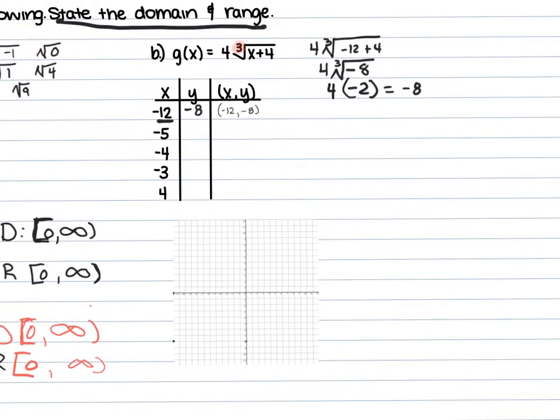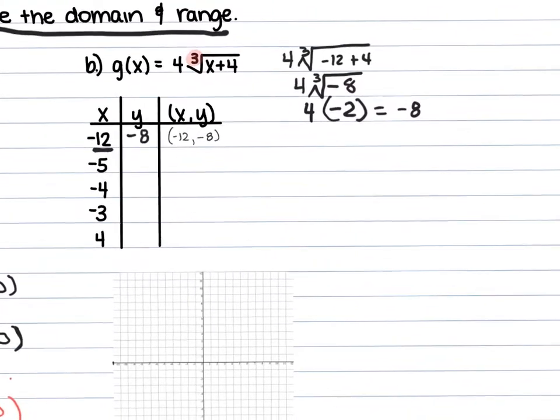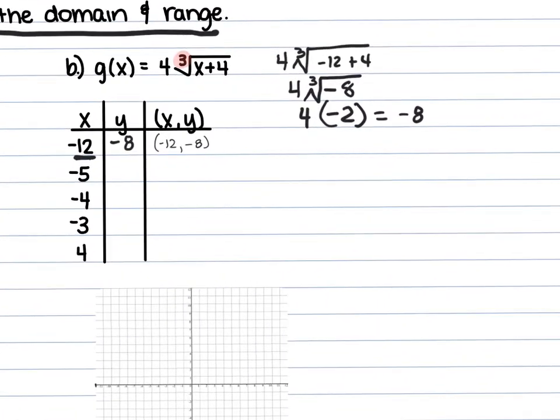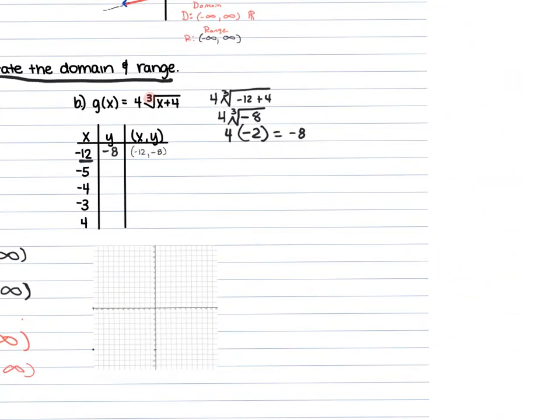I'm going to move on to the next one. They tell me to do negative 5. Now, the numbers that have been chosen there make things that I know the cube root of, that are going to work out very nicely. So sometimes your x values need to be chosen so that you'll end up at numbers that will work out well. So let's try this. We're going to do 4 times the cube root of negative 5 plus 4, which is 4 times the cube root of negative 1.